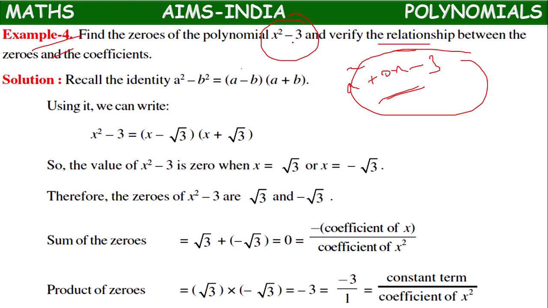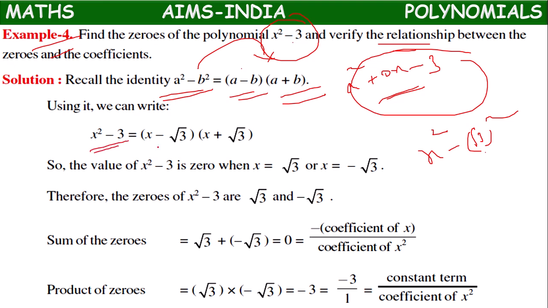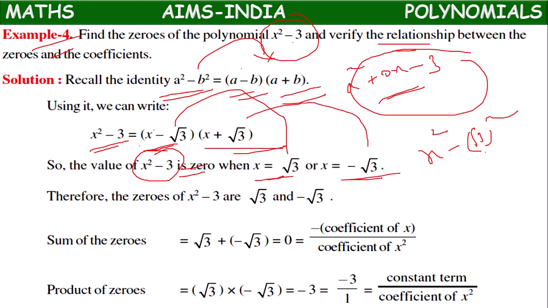So this is in the form of x square minus root 3 whole square, which is in the form of a square minus b square, whose expansion is a plus b into a minus b. X square minus 3 can be written as x plus root 3 into x minus root 3. This quadratic polynomial will be 0 when this factor is 0 or this factor is 0. Means x equal to root 3, x equal to minus root 3. Therefore, zeros are root 3 and minus root 3.